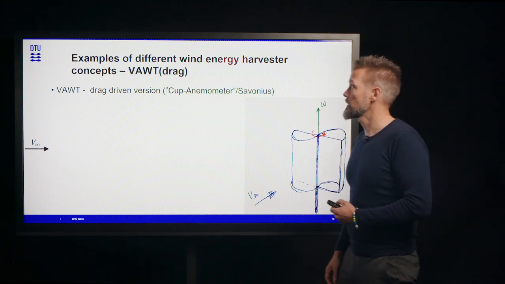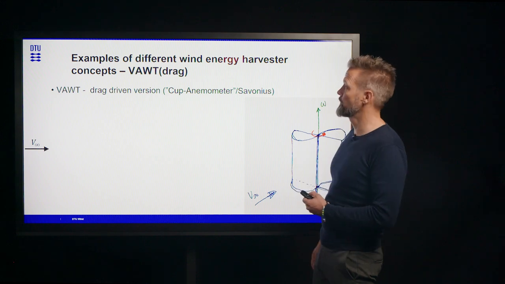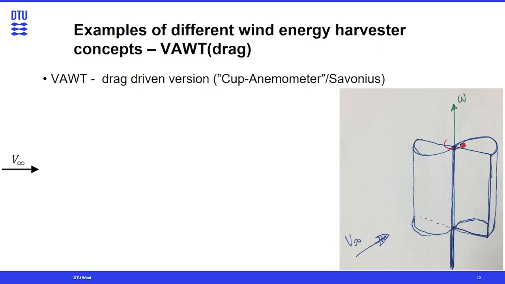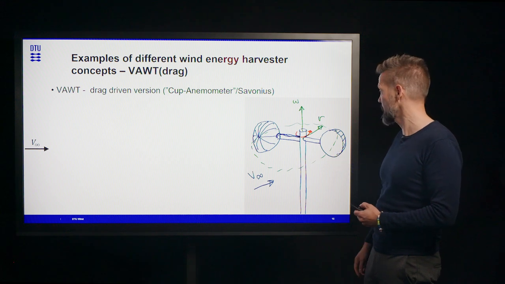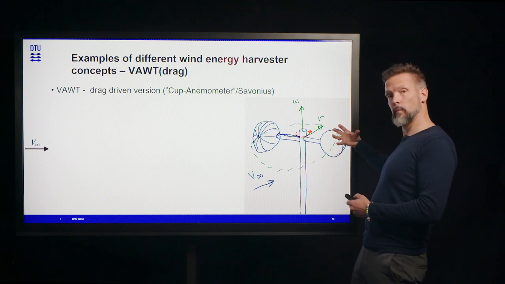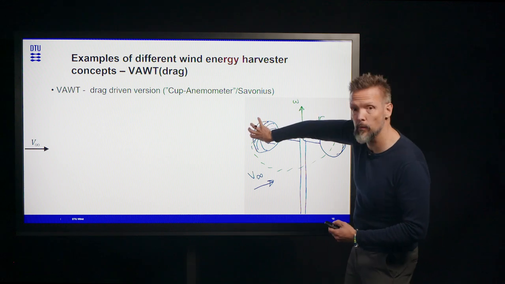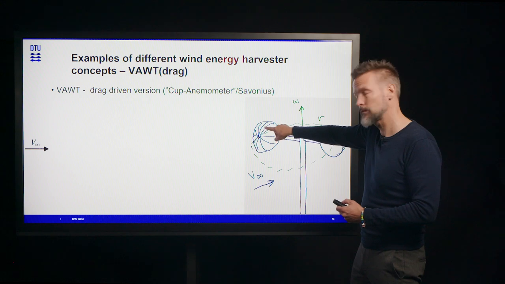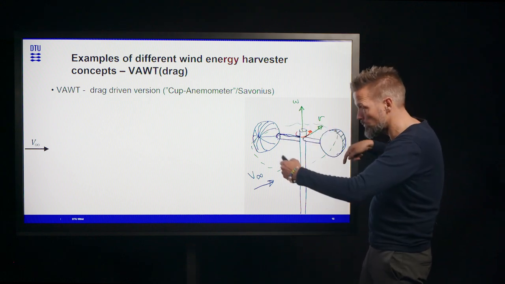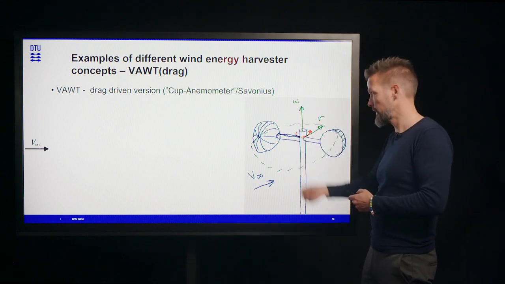Okay, a third concept could be yet another vertical axis machine. You may have seen devices like that. Take an oil can, open it, offset it, and it can turn. I'd like to show it like that because this is what I showed earlier. This has a very high drag coefficient. You have an open sphere this way and the other way on the other side. So if wind comes here, this has larger drag than that because of the opening. So this would want to turn like that.